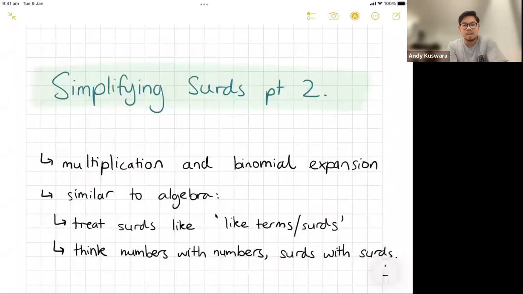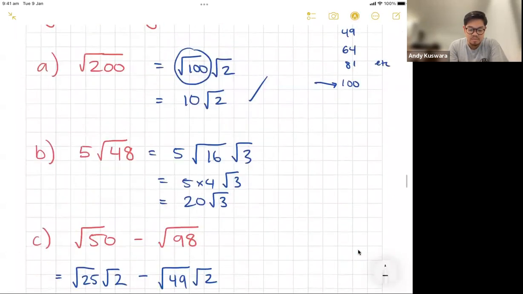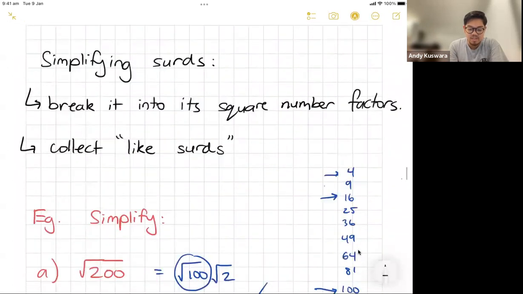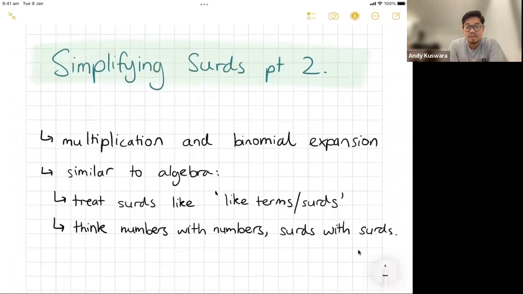Okay, we've got another video on simplifying surds today. I'm going to call it part 2 because we already talked a little bit about simplifying surds in the previous video. But the next step is to look at what happens when we multiply different surds together, and especially what happens when we do binomial expansion.